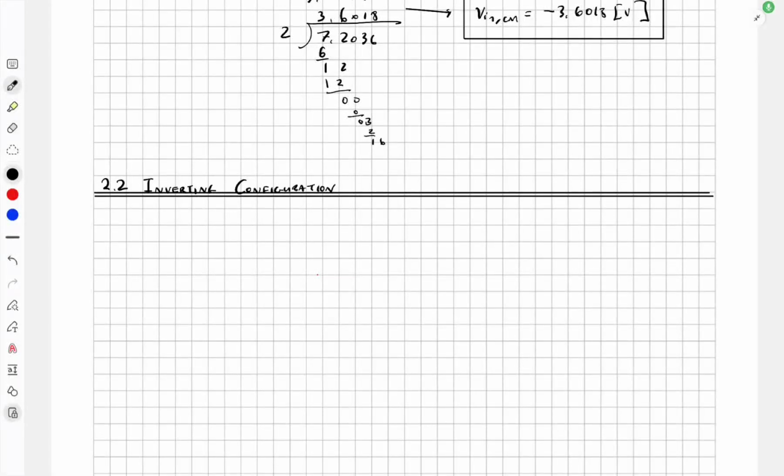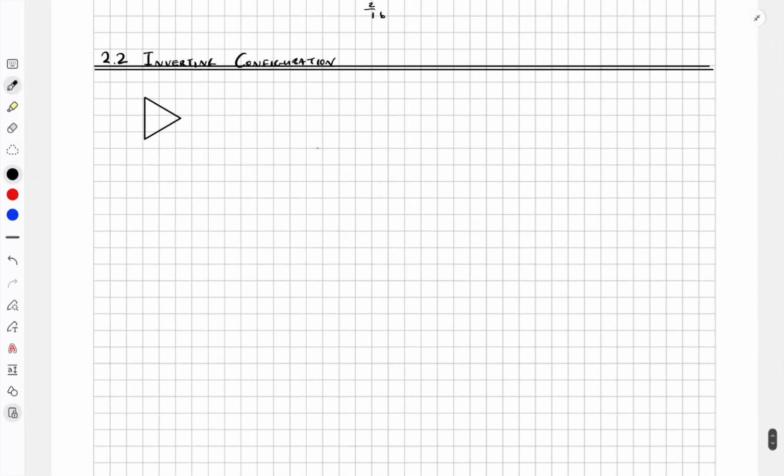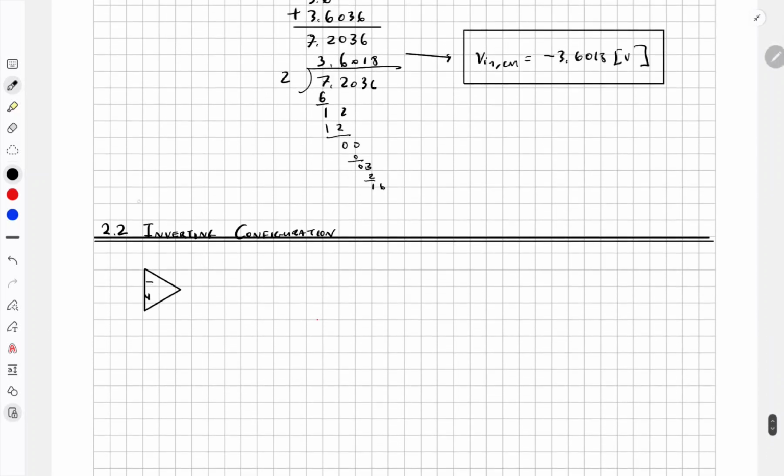The inverting configuration. In the past, when we used the op amp, as in all of the previous examples that we've learned so far, the op amp is this triangle. V3 is the output, V1 and V2 are the input. There's actually a name for using an op amp like this. This is called open loop configuration.